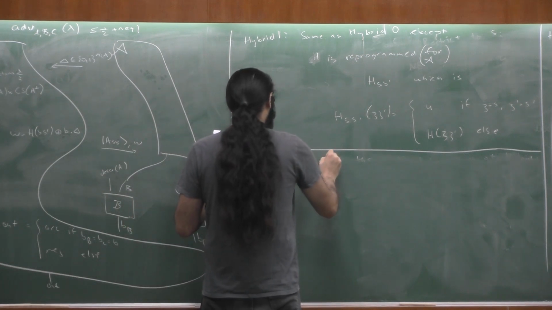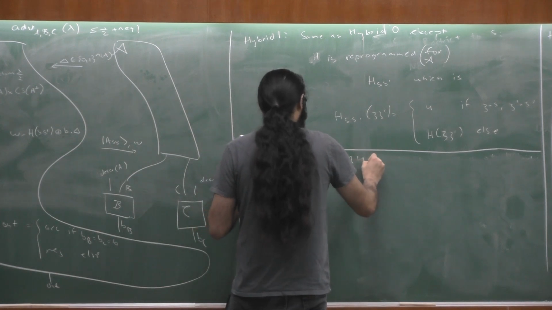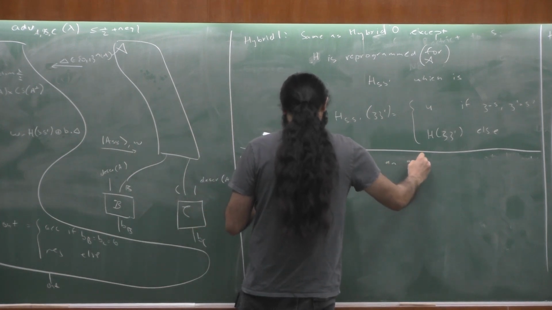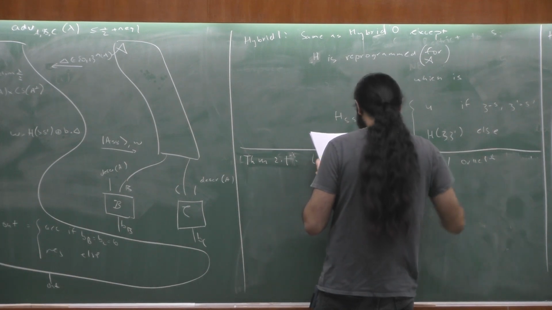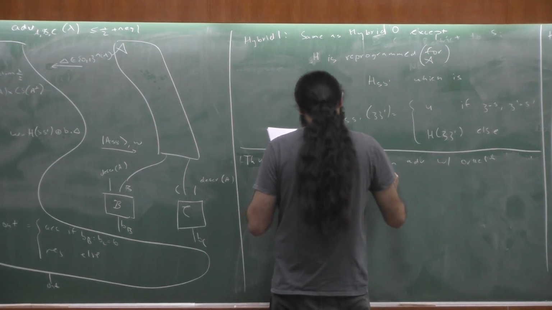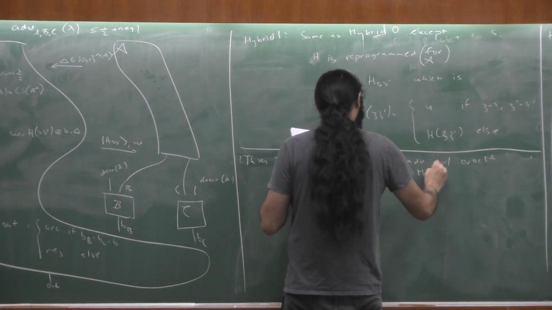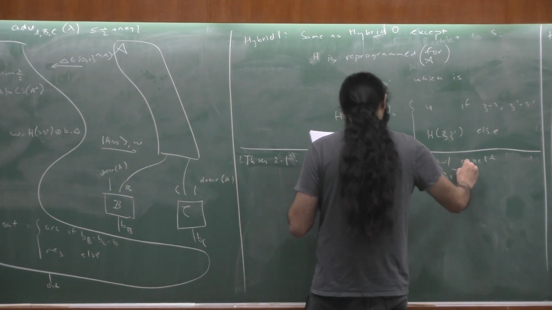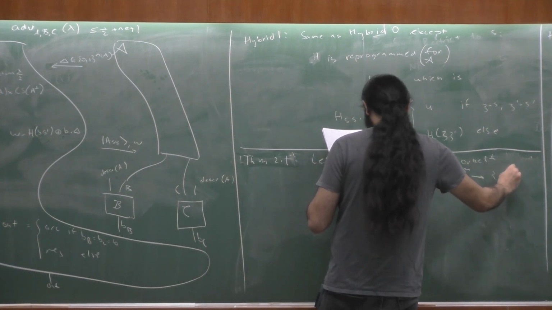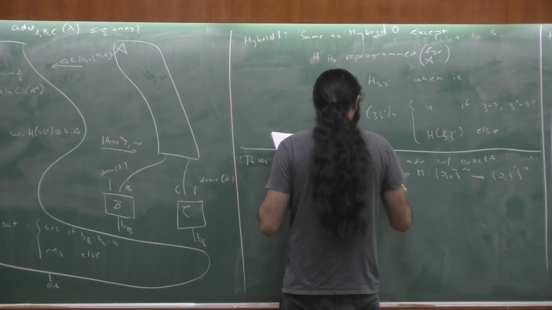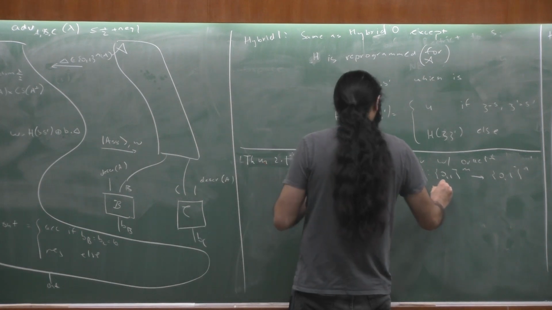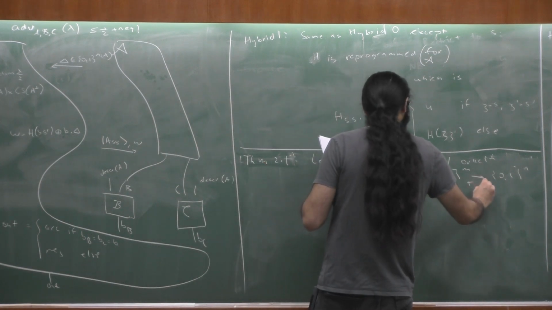So it says, let A be an adversary with oracle access to H going from {0,1}^M to {0,1}^N, making at most T queries.